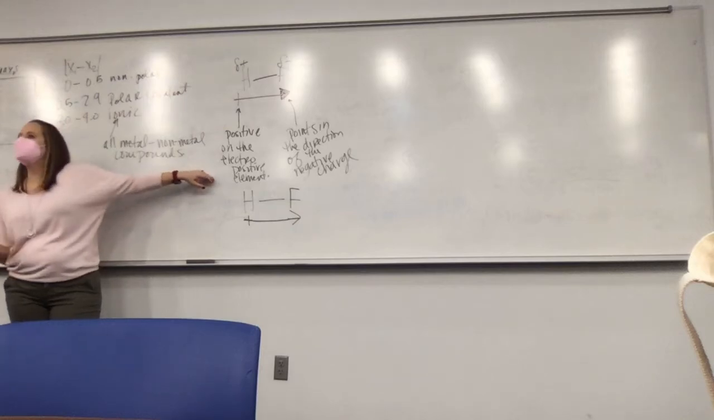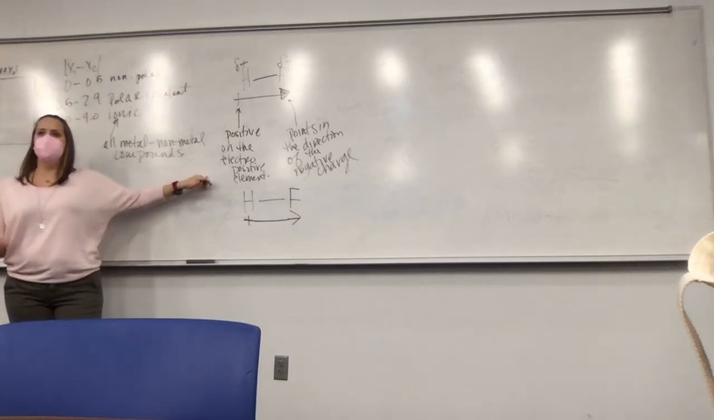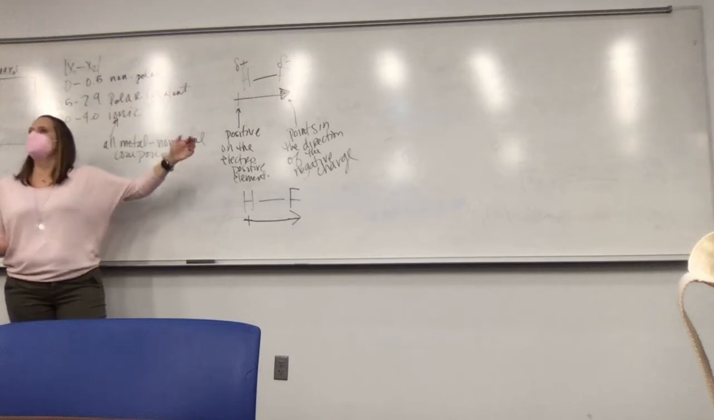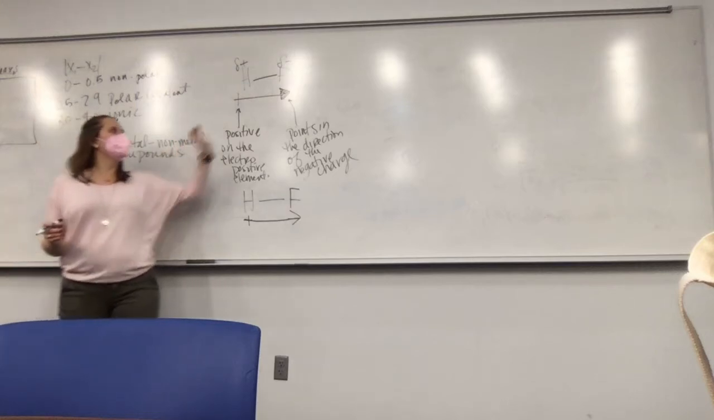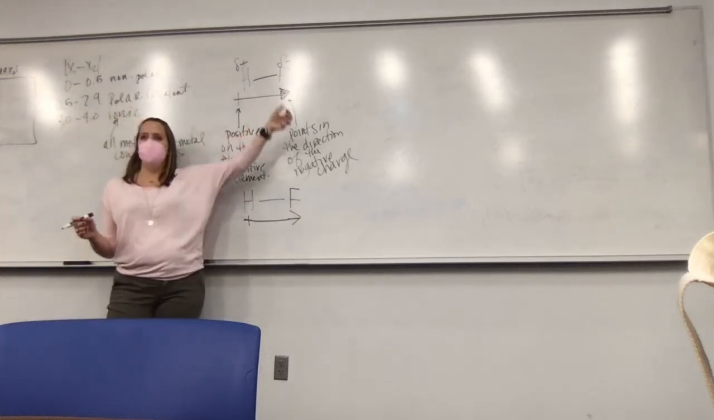Electropositive basically means that it's not electronegative. That's all that means. It's just a fancy way of saying it has a low electronegativity, or it is less electronegative than the other side.